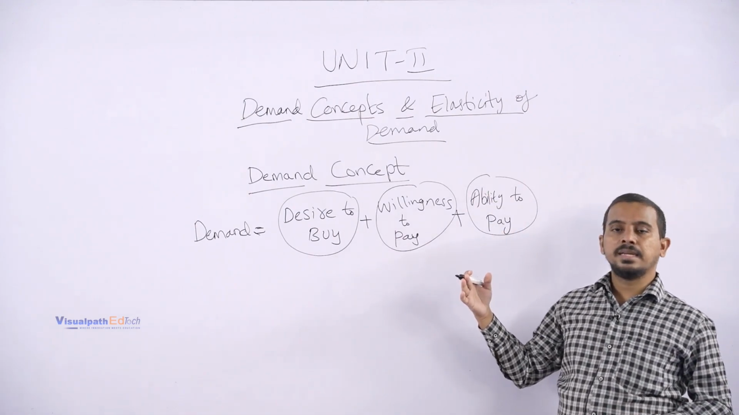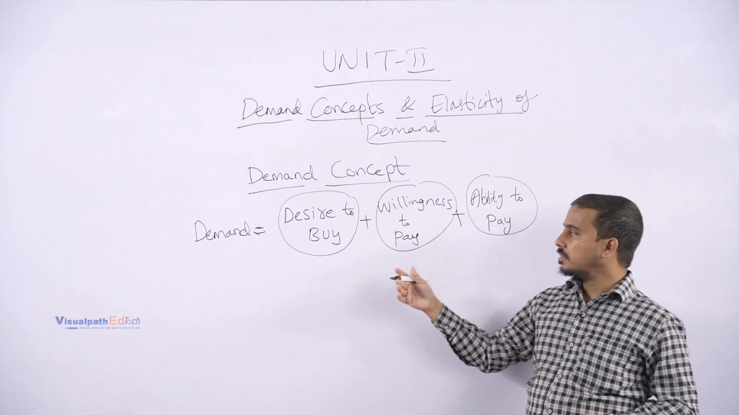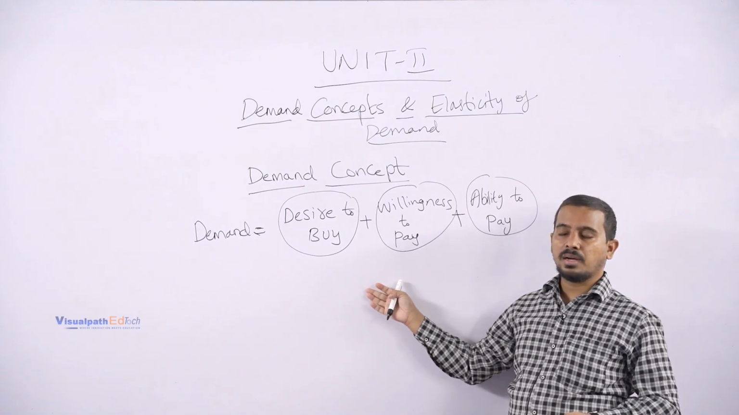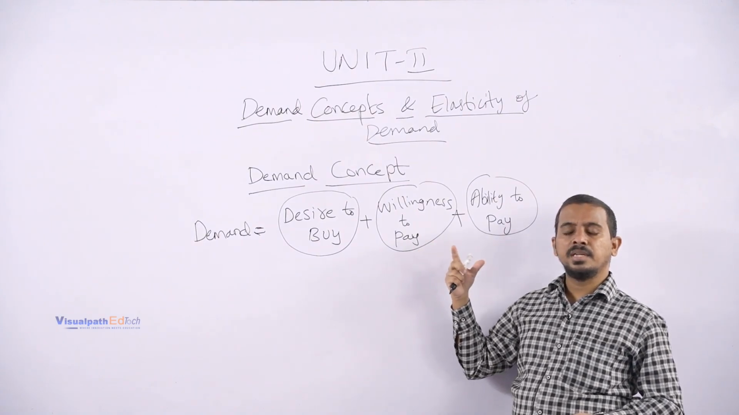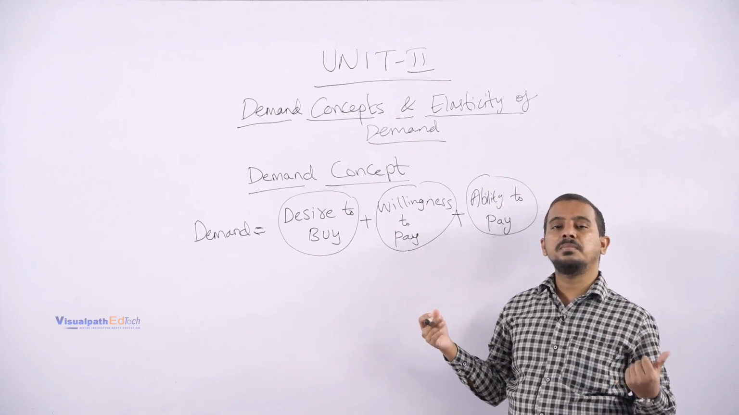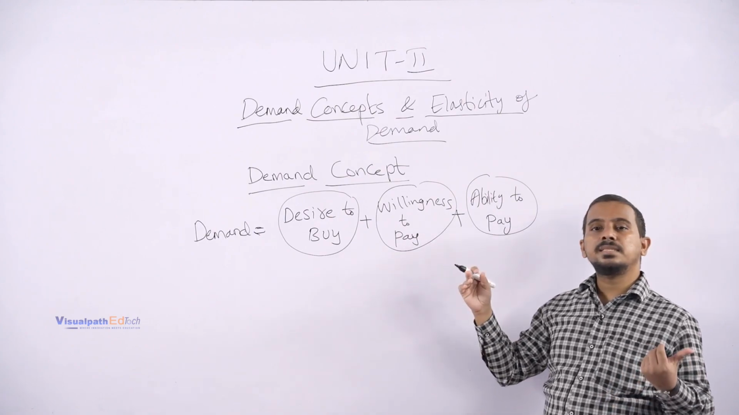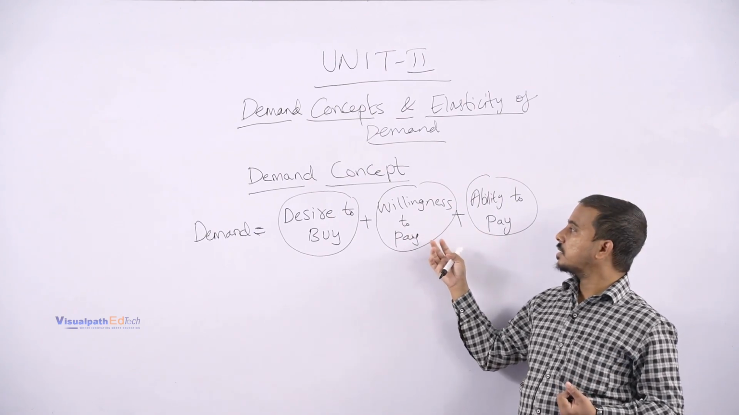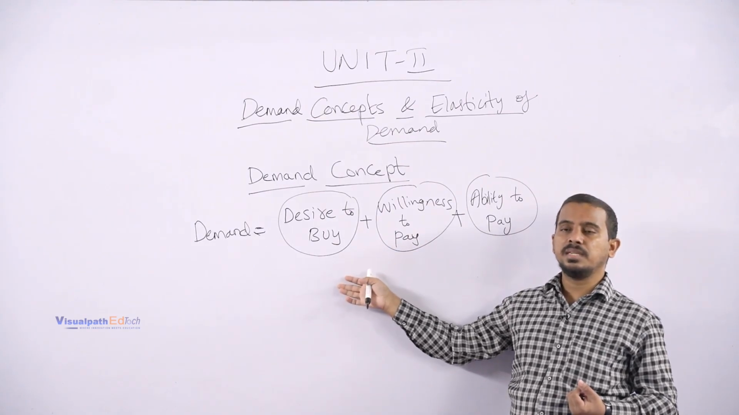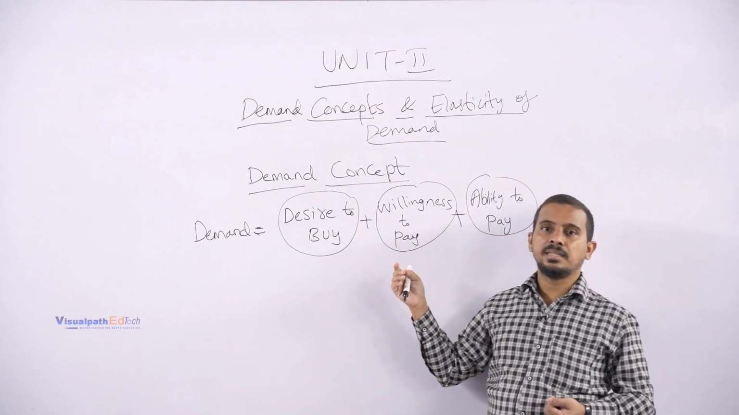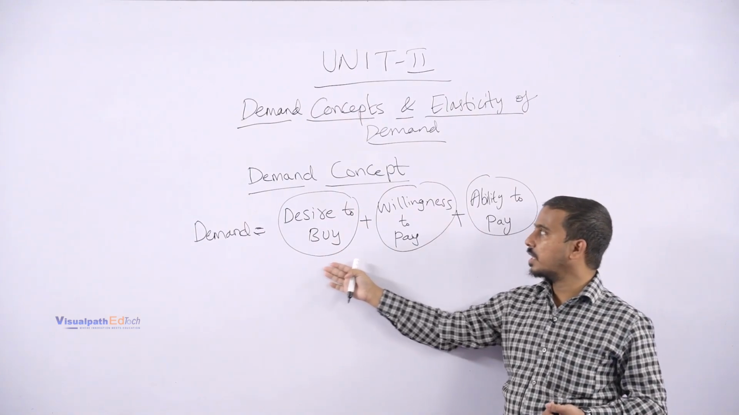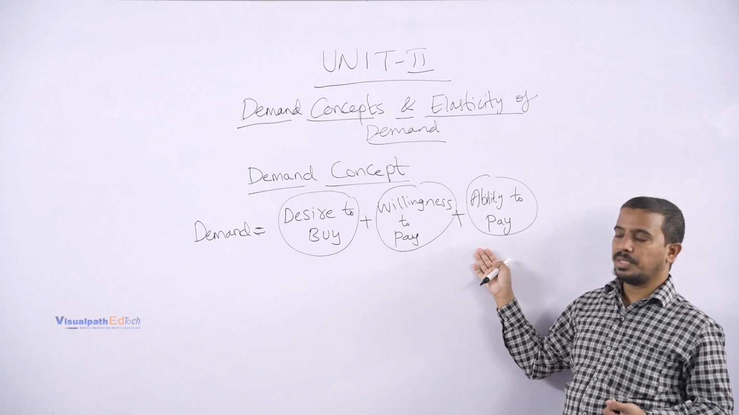Suppose let us take an example. If a poor person wants to buy a Mercedes car or a BMW car or any luxury product, he has a desire to buy those luxury cars, suppose a Mercedes car, but he doesn't have the ability to pay. Only desire to buy something will not create any demand in the market. To create demand in the market, we should have desire to buy, willingness to pay, and ability to pay.